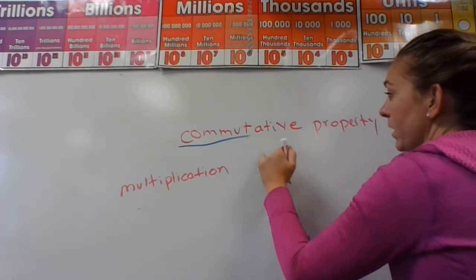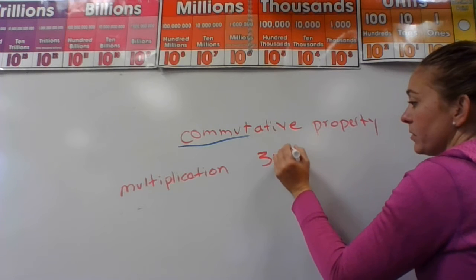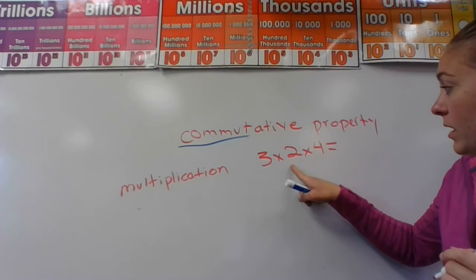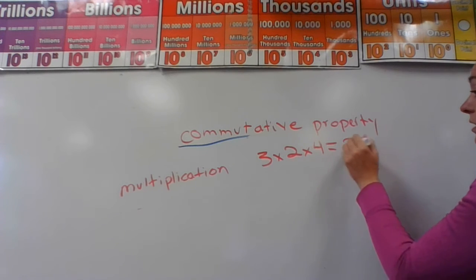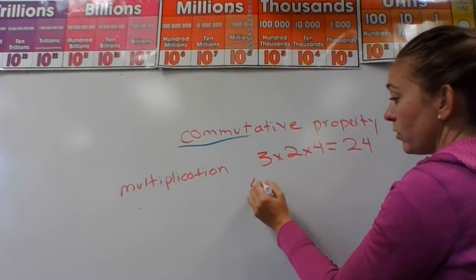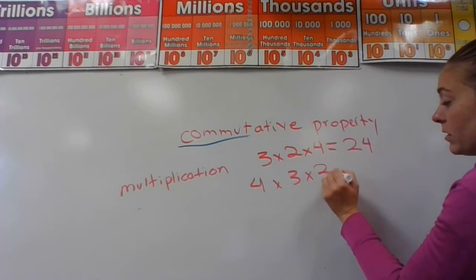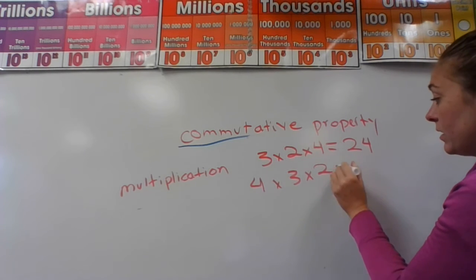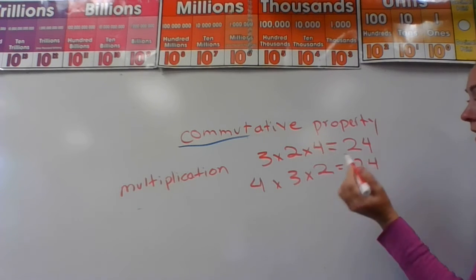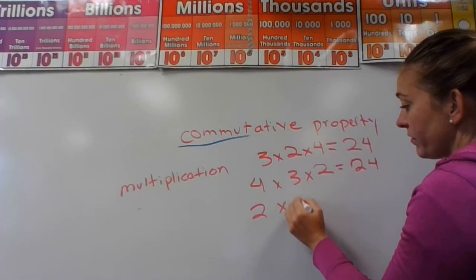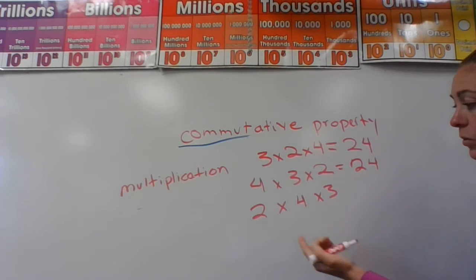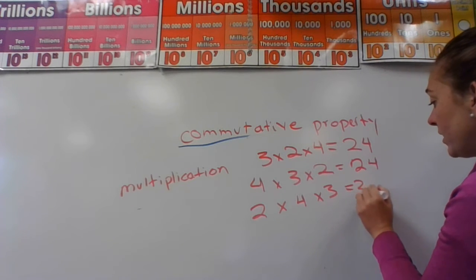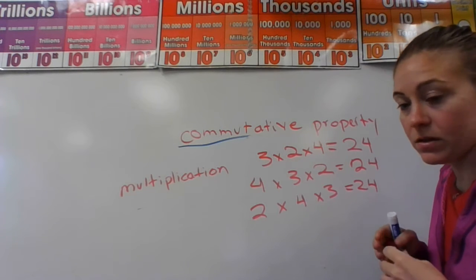So if I wanted to put 3 times 2 times 4, let's see, 3 times 2 is 6, 6 times 4 is 24. Or I could write 4 times 3 times 2. Let's see, 4 times 3 is 12, and 12 times 2 is 24. Or I could write 2 times 4 times 3. Well, 2 times 4 is 8, and 8 times 3 is 24. So I get the same answer.